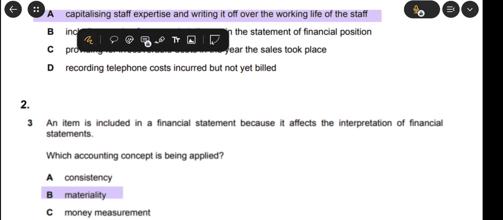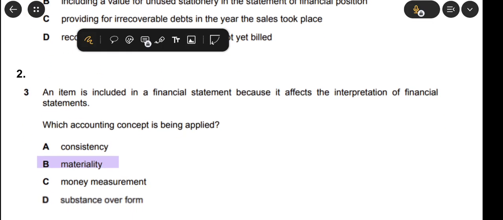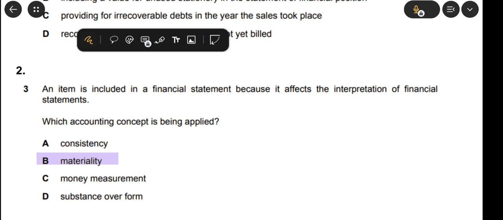Question 2. An item is included because it affects how financial statements are interpreted. Which concept is this? Correct answer, B. Materiality. Explanation. Materiality means including items that could influence decisions. If leaving something out would mislead investors or creditors, it's material. For example, a small error in a large company might not matter, but the same error in a small business could be significant. Here, the question describes materiality perfectly.